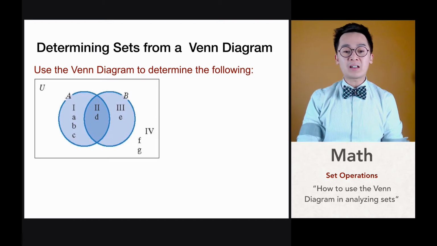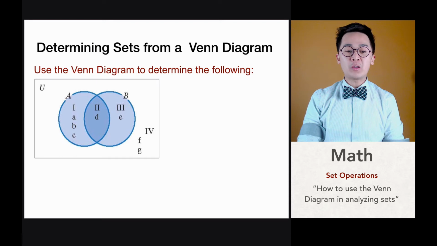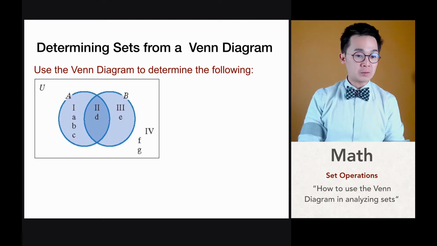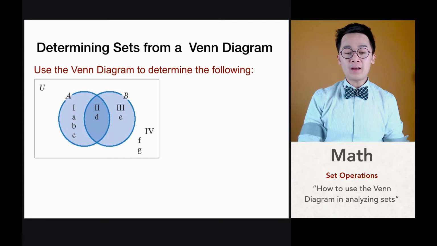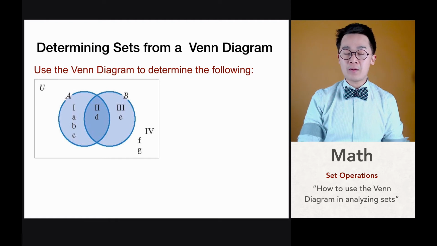Now let's say we have a Venn diagram represented by this particular diagram over here. The union set U will be composed of all the elements of A and B and the elements that are not in A and B. So if you will notice, we have group A with 1 and 2, and group B with 2 and 3, and the outside group, which is group 4, has the elements F and G.